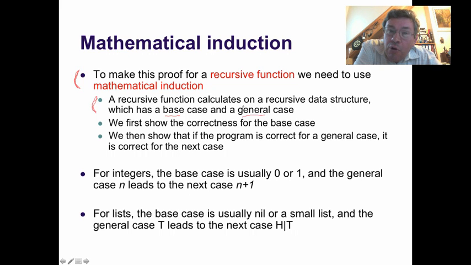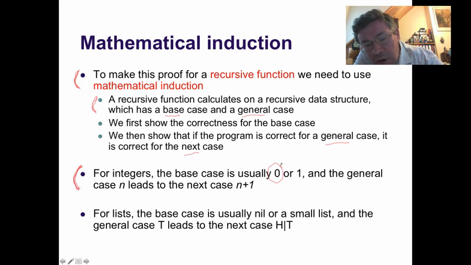So we first want to show correctness for the base case. This case will be 0 in our example. And then we want to show that if the program is correct for a particular general case, then it'll be true for the next case. So in our case, this is going to be integers. The base case is going to be 0, and the general case will go from n to n plus 1. In other programs, it could be 1, for example, or other kinds of small integers, but it's always going to have this general structure. If you have a program with lists, you also have a similar kind of structure.